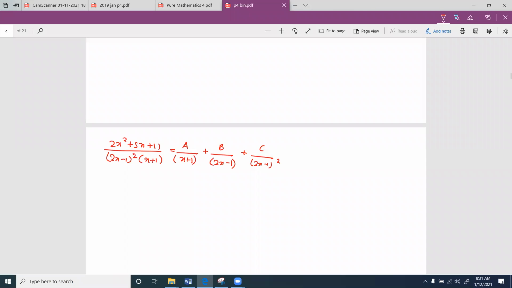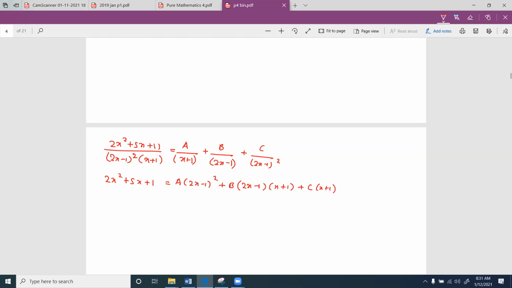Then you can say 2x squared plus 5x plus 1 is equal to, then you will take the LCM. But the LCM is the same thing. That will turn up to a times of 2x minus 1 squared plus b times of 2x minus 1 times of x plus 1 plus c times of x plus 1. That is a way of getting this expansion for this, right?